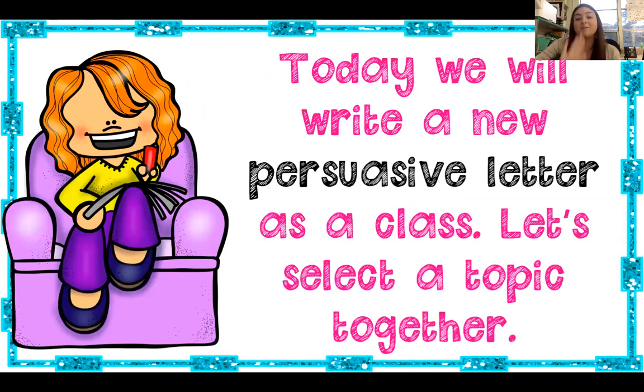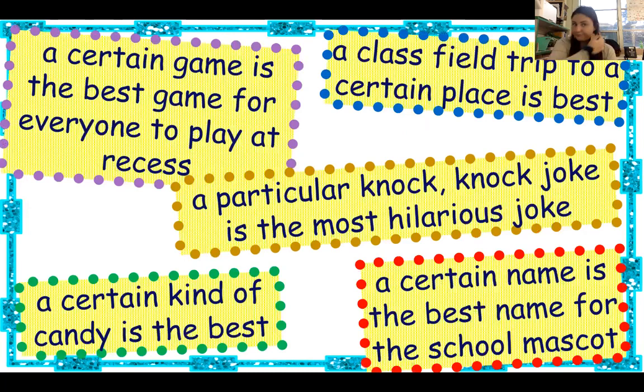Today we write a new persuasive letter as a class. So we're going to select a topic. Here are some options. We can say that a certain game is the best game for everyone to play at recess. A certain field trip to a place is the best. A particular knock-knock joke is the most hilarious joke. A certain kind of candy is the best. Or a certain name is the best name for the school mascot. Okay.